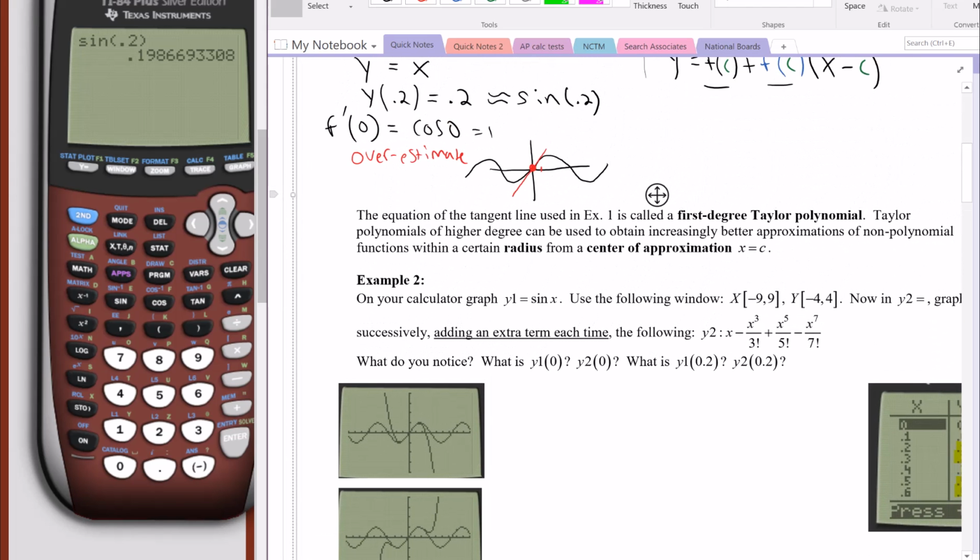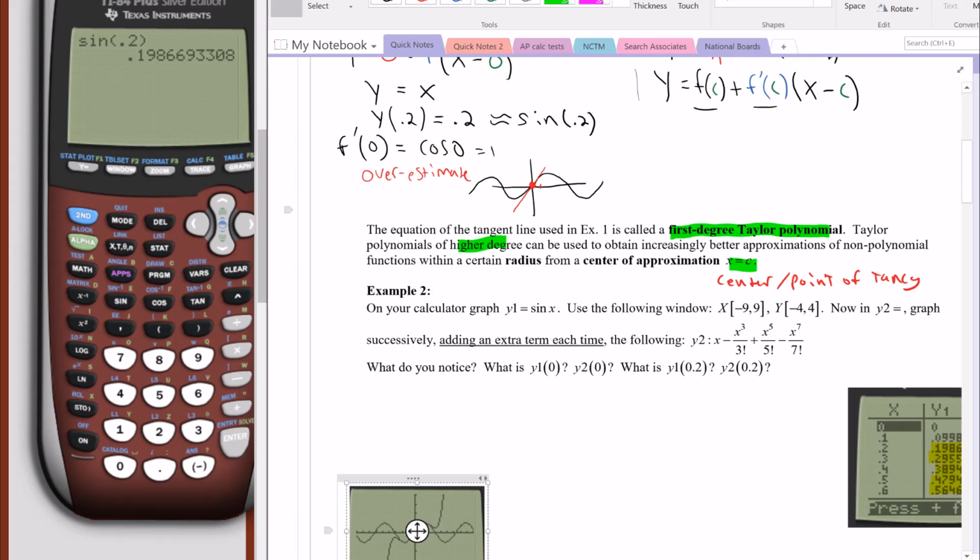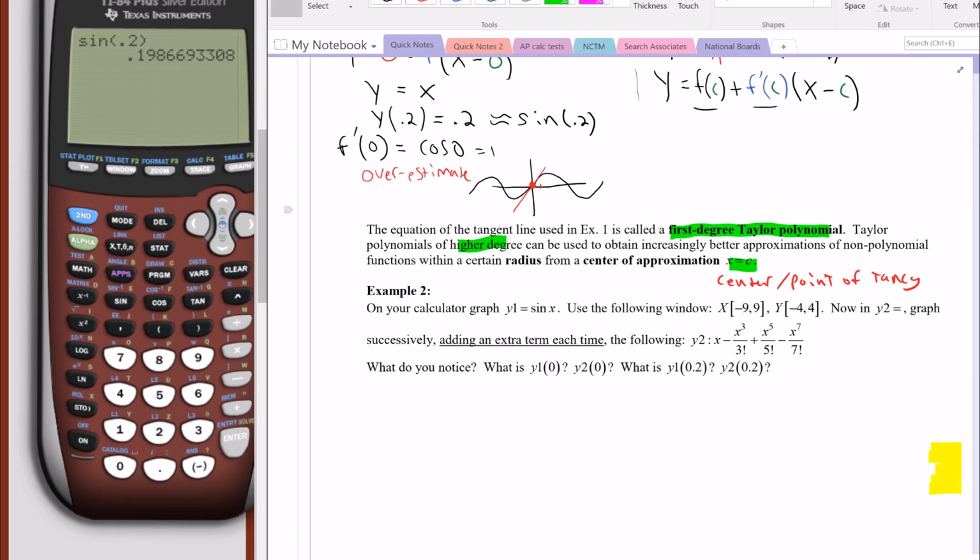Okay, so let's keep going. That tangent line that we came up with is actually called the first degree Taylor polynomial, right? It's a line, which means it has degree 1. And we can even use higher degrees to get better approximations of non-polynomial functions near x equals c, which again is called the center or the point of tangency. So we can write not just a tangent line, but a tangent parabola, or a tangent cubic function, or a tangent fifth degree function, right? And that's what we're going to do right now, just as an example. Let me delete those. I had to redo this.